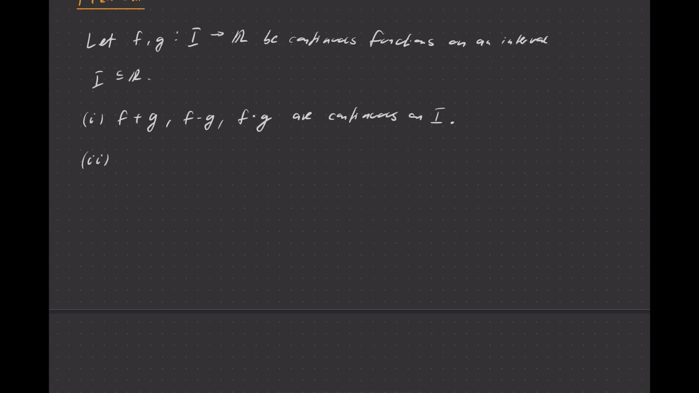Part 2. The quotient of these two functions, so f divided by g, may not be continuous everywhere, but it is continuous everywhere where it's defined. And that is all values of x where g of x is not 0. So this is continuous on I, with the exception of all x in I where g of x equals 0.